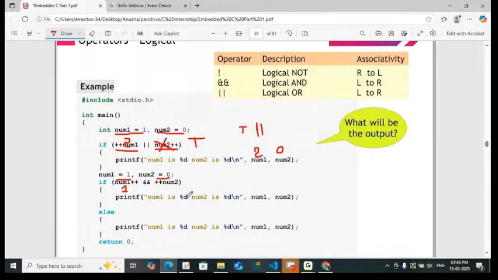So here I have a 1. 1 AND with 1 is nothing but true. True AND with plus plus of num2. So num2 changes to 1 immediately, so that is also true. True AND with true gives the output true, so we will enter the if condition. I am accessing num1 which has become 2 here and num2 is 1, so 2 and 1 will be printed. In the first statement, 2 and 0 will be printed. In this statement, 2 and 1 will be printed.